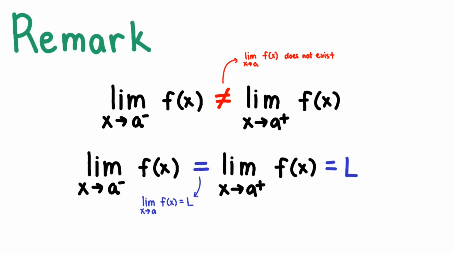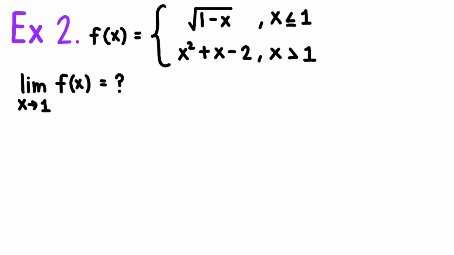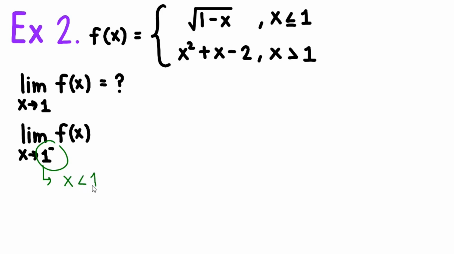So let's go on to the next example. Here, feel free to pause the video so that you may try this one first on your own if you have an idea on how to answer it. Okay, so let's start. Again, we'll use the concept of one-sided limits, starting with the limit of f of x as x approaches 1 from the left. When we are dealing with these values, we refer to values less than 1. So we'll use this function here.